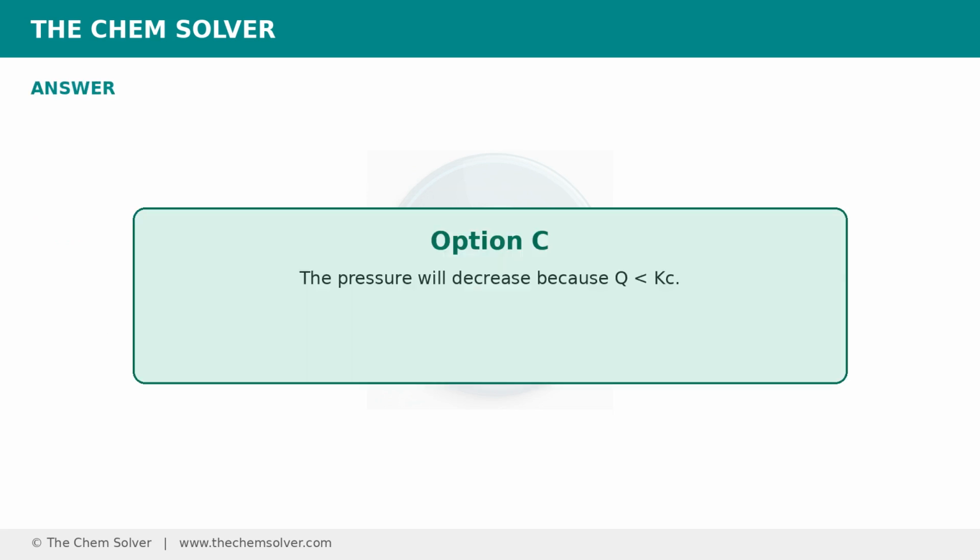The correct answer is option C. The pressure will decrease because Q is less than Kc.